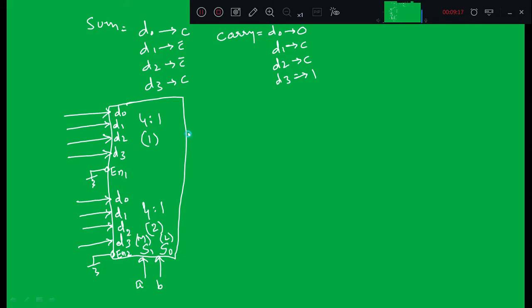So first we will take the output as sum, and second output we will consider as carry, okay, because a 4:1 mux has only one output, right? So I cannot design both sum and carry using only one multiplexer, right? Because a multiplexer has only one output, right? So now we will design the sum part.